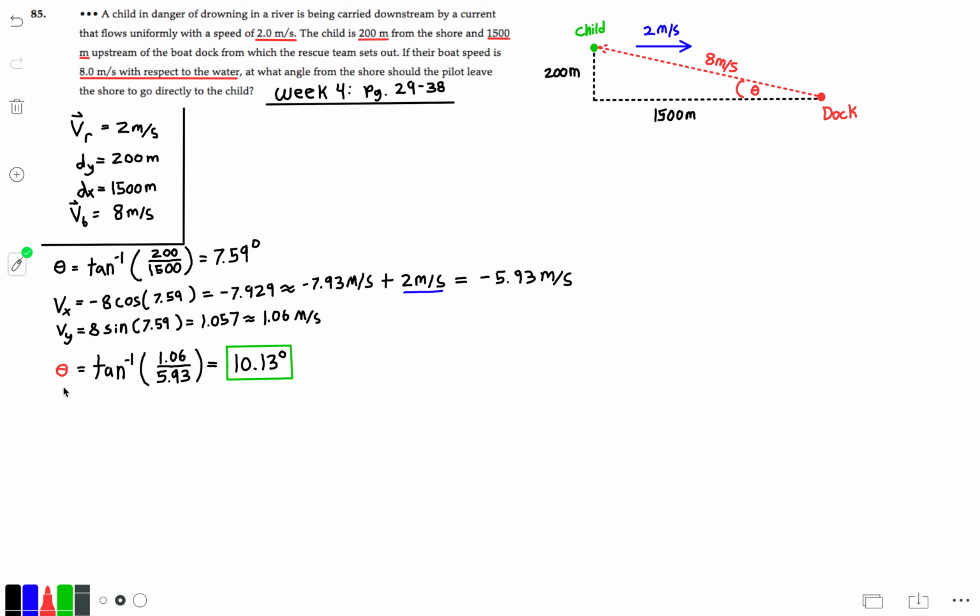From here, we're going to solve for theta, the same theta that's up here, in the context of the velocity. We're going to take the inverse tangent of the absolute values of the x and y components of the velocity to get 10.13 degrees. All right, so the angle at which the boat needs to leave the dock is 10.13 degrees.